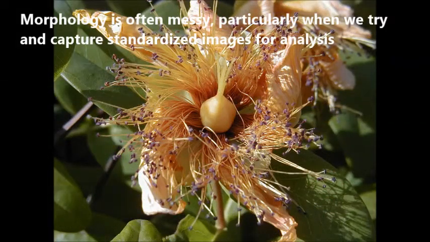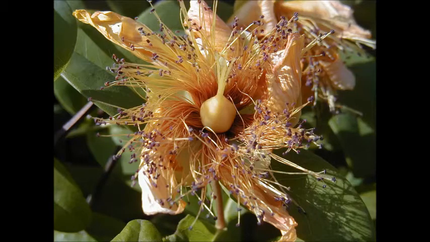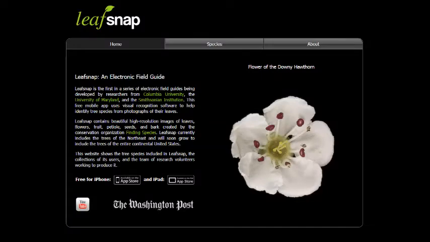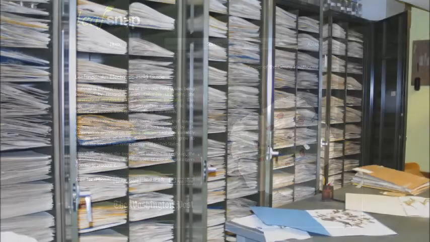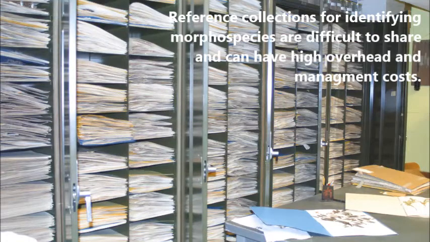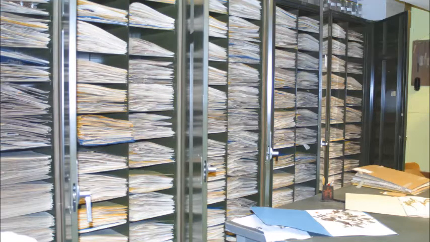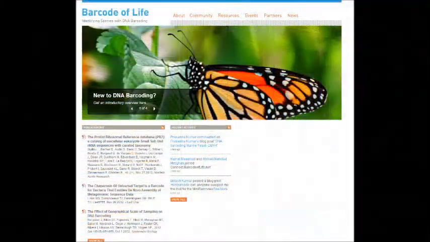One real challenge with morphospecies is that morphology is often very messy, particularly when you're trying to capture standardized images for analysis. This can be very difficult to automate. There have been many attempts out there, like LeafSnap here. It's an app that you can download, but it's very localized in its geographic distribution, and still the photos have to be taken in a very particular manner. Also, reference collections for identifying morphospecies are difficult to share, and they can oftentimes have very high overhead costs. Of course, there are other ways now to identify species like the barcode of life, but I'm not going to talk about that right now.